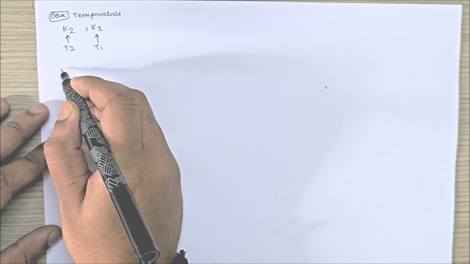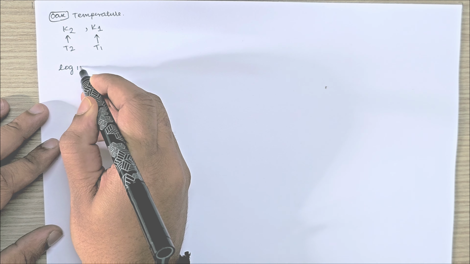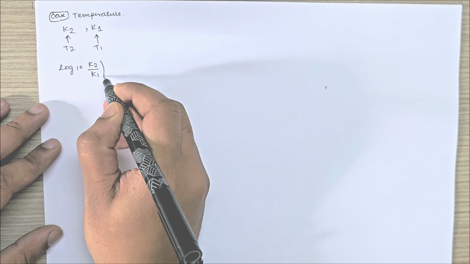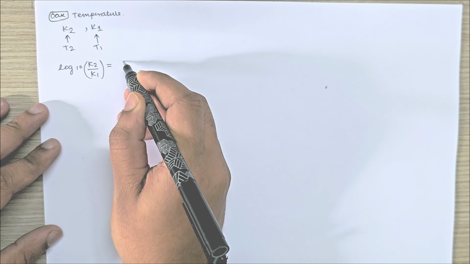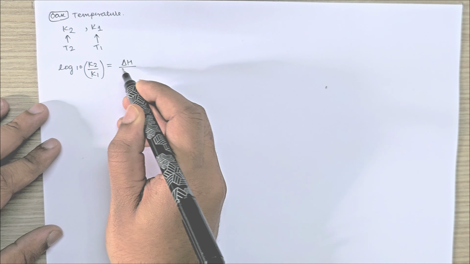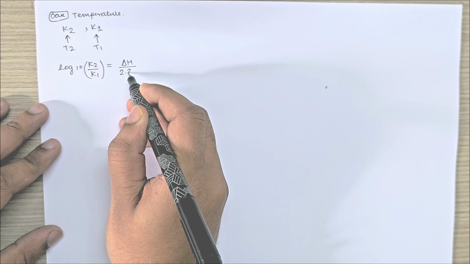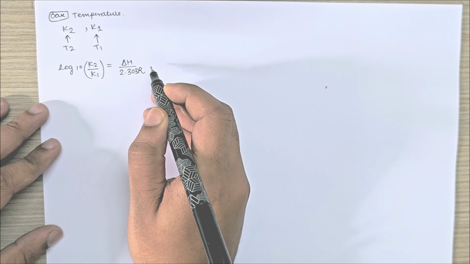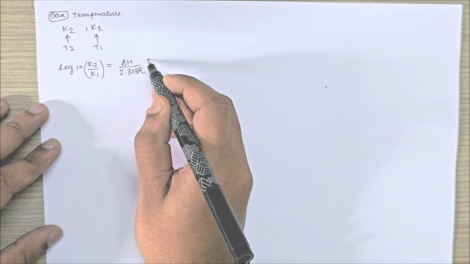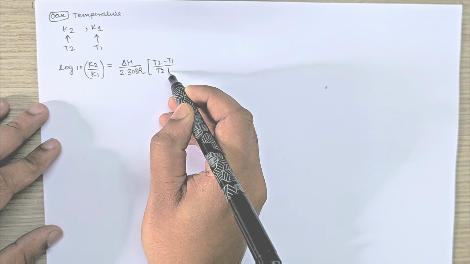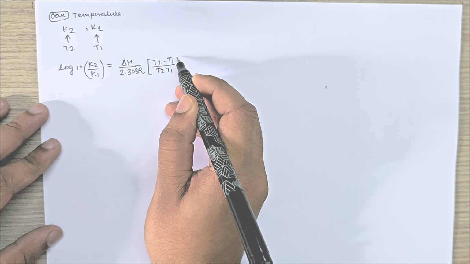There is an equation for it, that is log base 10 K2 upon K1 equals delta H, which is the enthalpy change of the reaction, divided by 2.303 R and multiplied by T2 minus T1 upon T2 into T1.